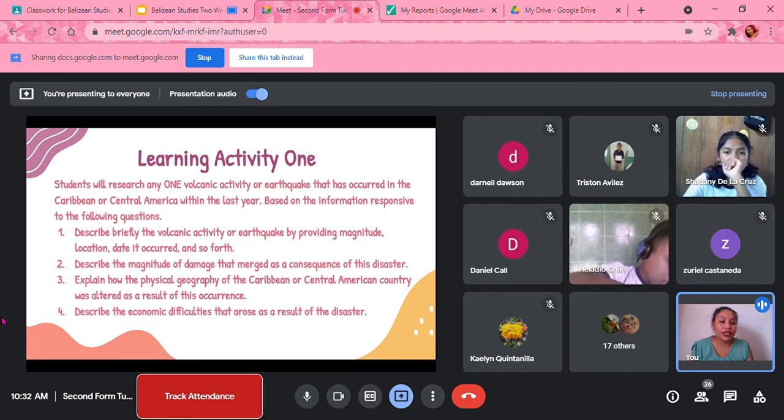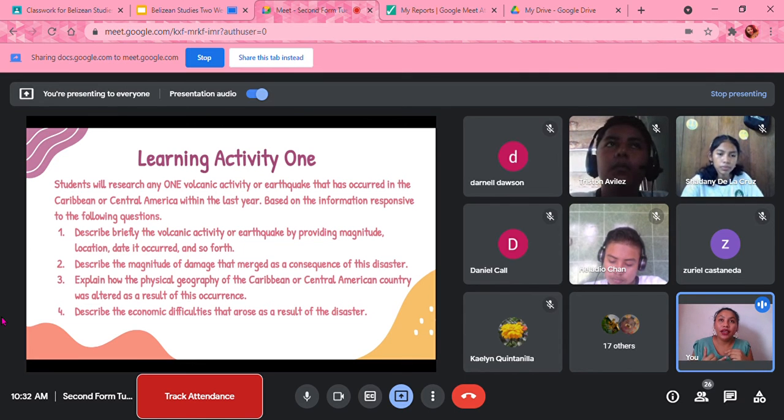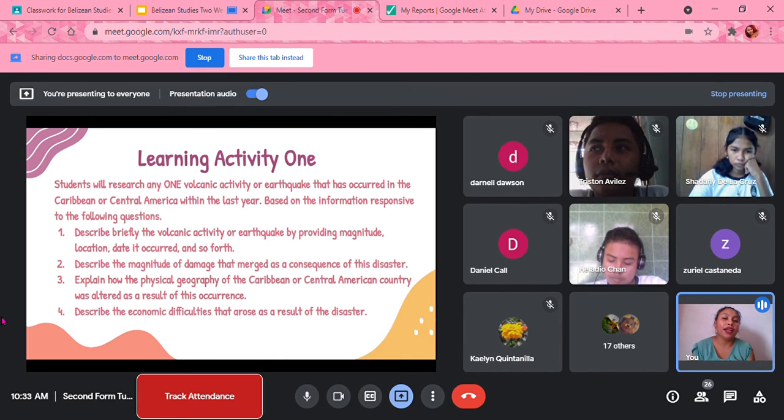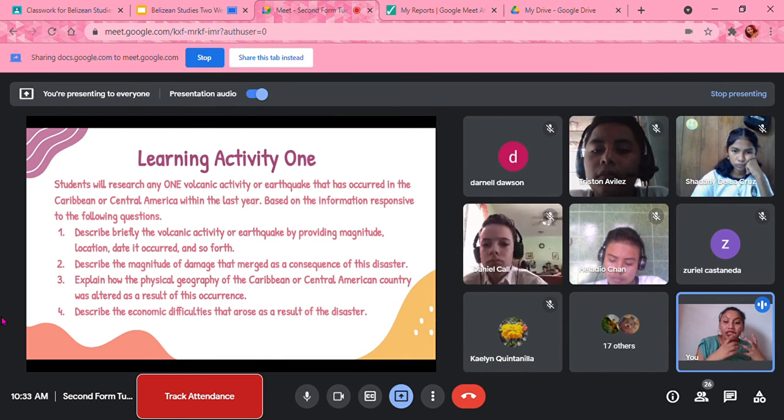And then the last one, describe the economic difficulties that arose as a result of this disaster. And that one should be pretty easy. After an earthquake or after a volcano, what is the financial difficulty that a country goes through? Do they need to be requesting medical assistance, assistance for construction, donations from other countries? Do they struggle with finding drinkable water? Do they struggle finding food? All of those things. What are the struggles? And that one is more general. You don't have to talk about it with your specific country or your specific incident.